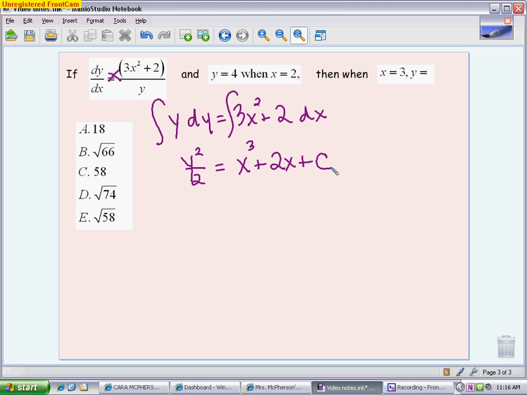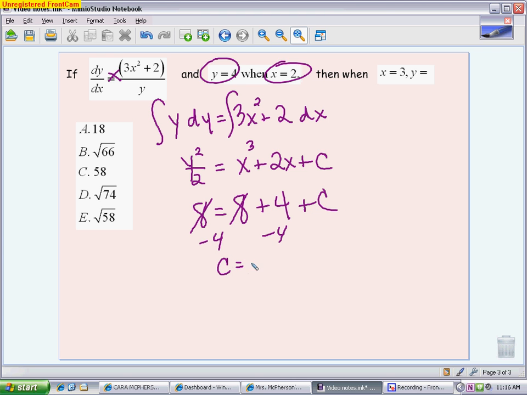So I'm just going to start plugging in my x and my y. I know that y is 4 when x is 2. So if I put 4 in here, 4 squared is 16, divided by 2 is 8. If I put 2 in here, 2 cubed is 8, plus 2 times 2 is 4, plus c. I end up getting, when I subtract 4 from both sides, c to be negative 4. So my particular solution is y squared over 2 equals x cubed plus 2x minus 4. If all they wanted was a particular solution, you would be done.